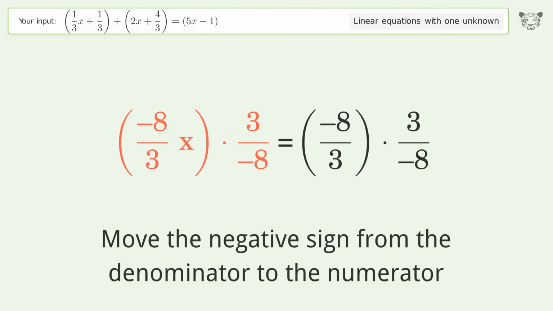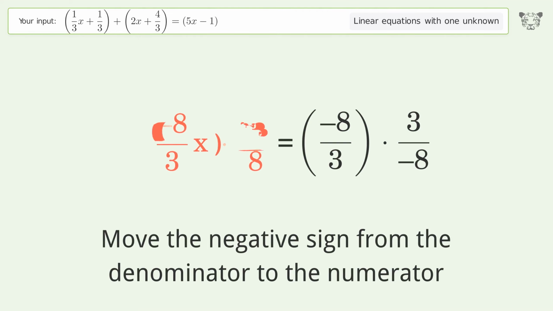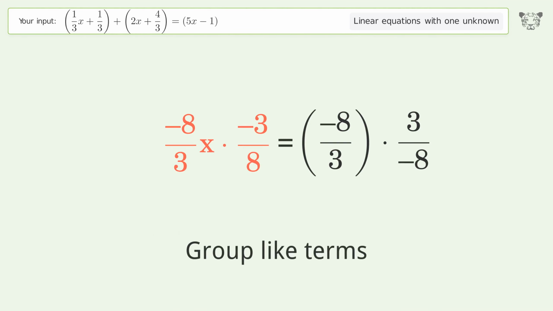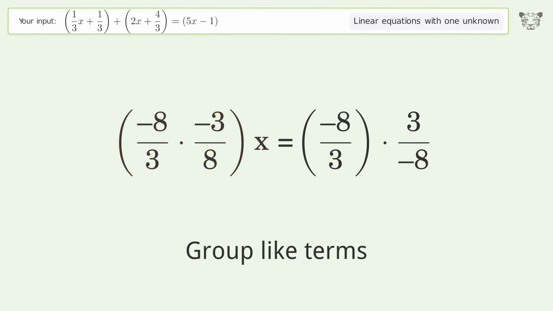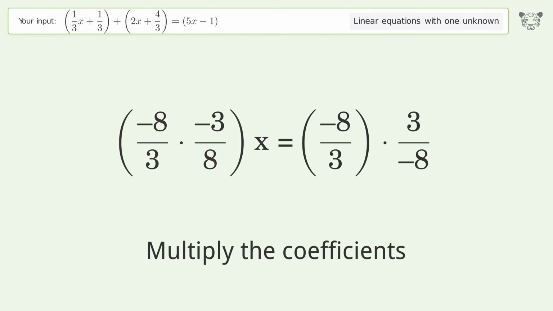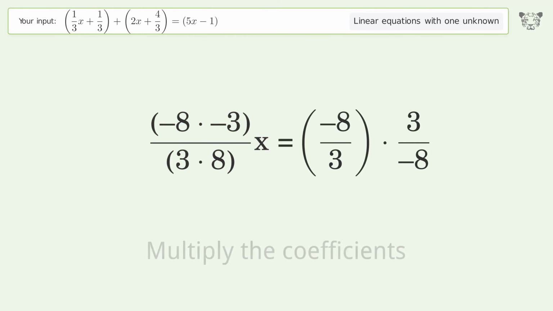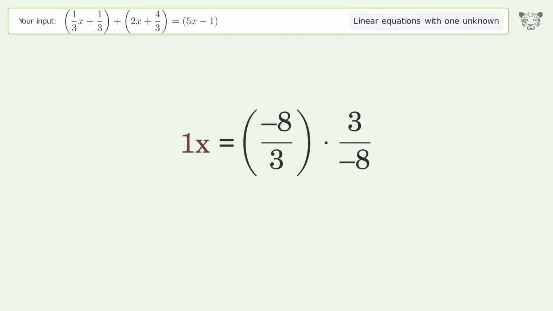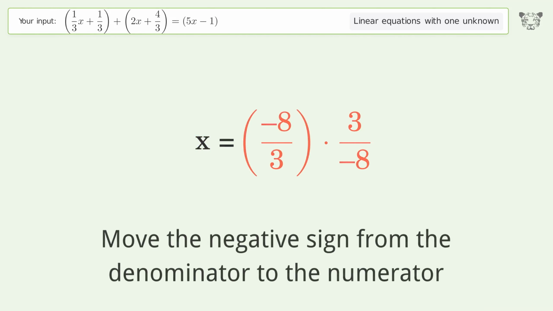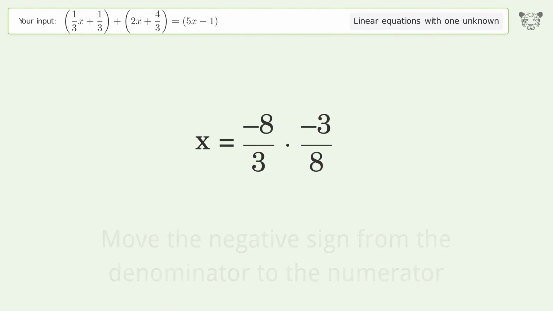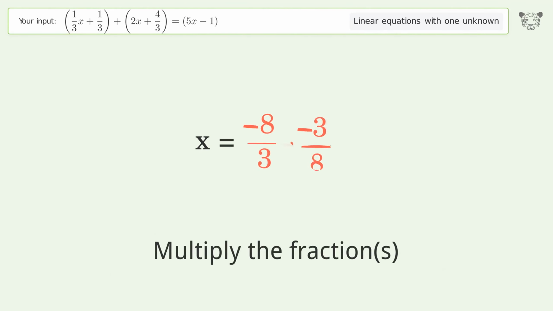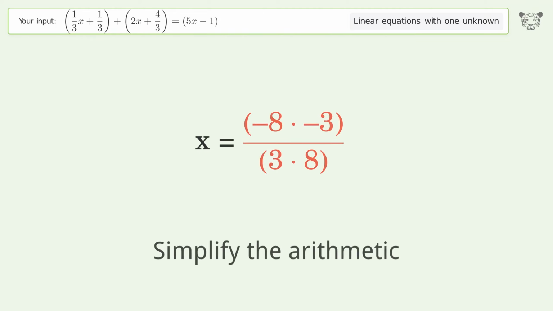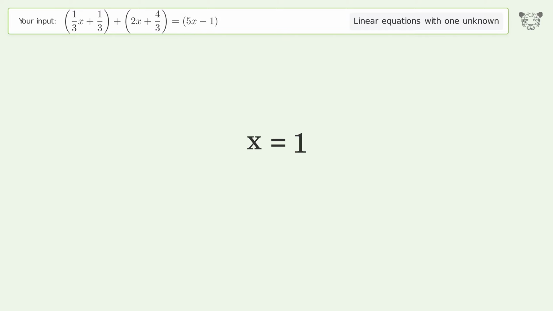Move the negative sign from the denominator to the numerator. Group like terms. Multiply the coefficients. Simplify the arithmetic. Move the negative sign from the denominator to the numerator. Multiply the fractions. Simplify the arithmetic. And so the final result is x equals 1.